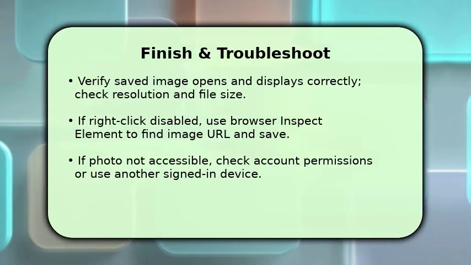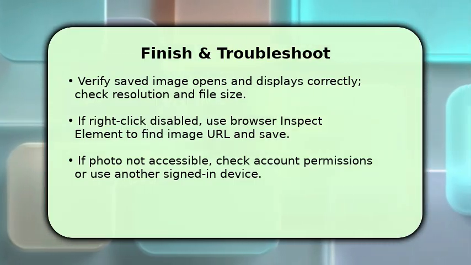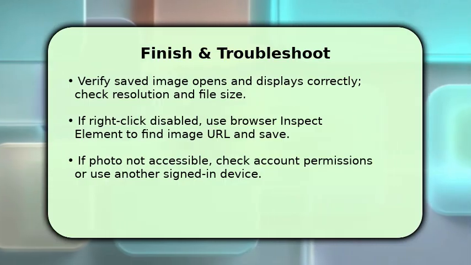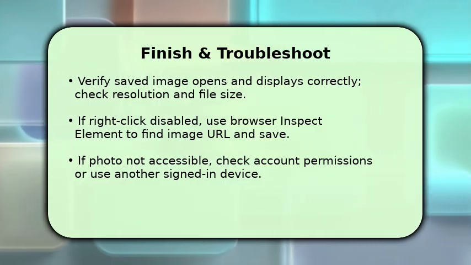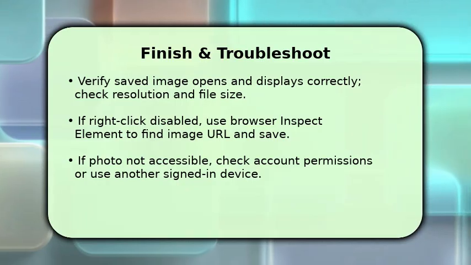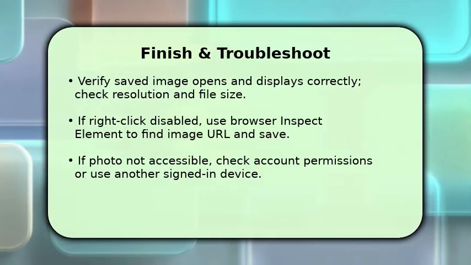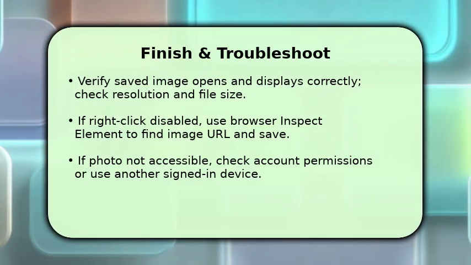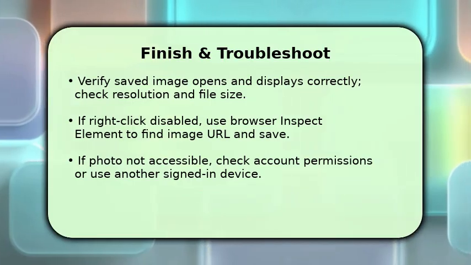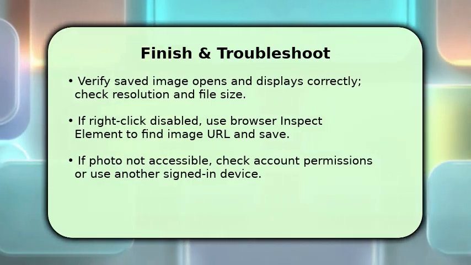If the right-click save is disabled, open Developer Tools, locate the image URL in Elements, then paste that URL into a new tab and save the image directly. If you cannot access the photo at all, make sure you are signed into the correct account and that account privacy settings aren't restricting access.